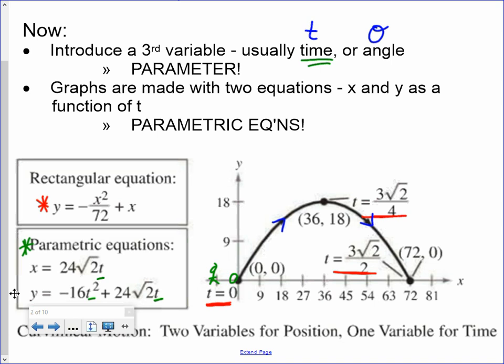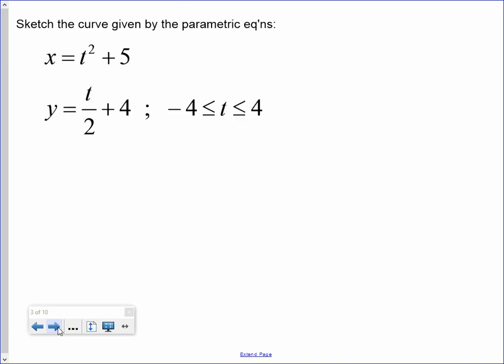Okay, so let's do an example. Sketch the curve given by the parametric equations x equals t squared plus 5, y equals t divided by 2 plus 4, and negative 4 is less than or equal to t is less than or equal to 4.